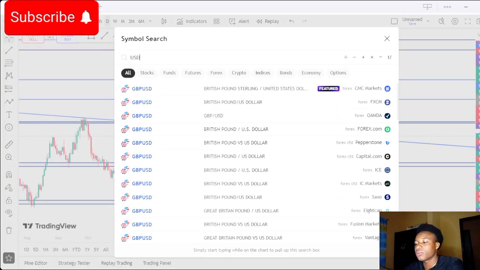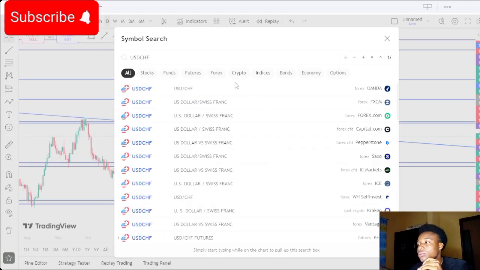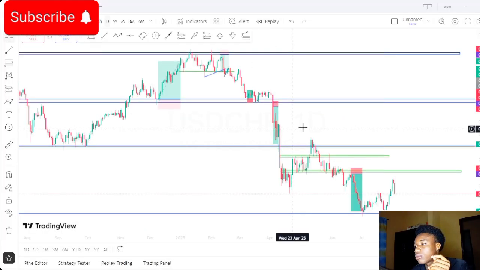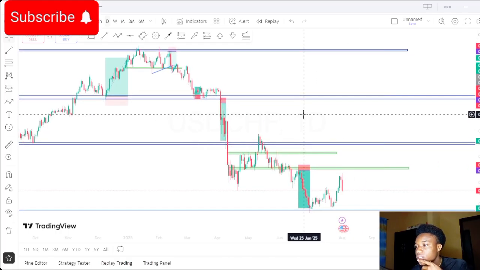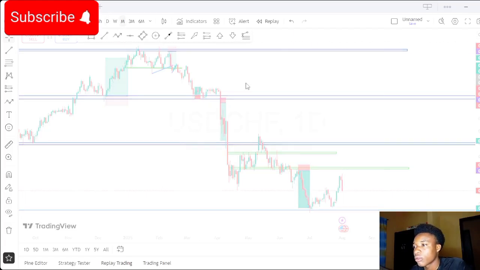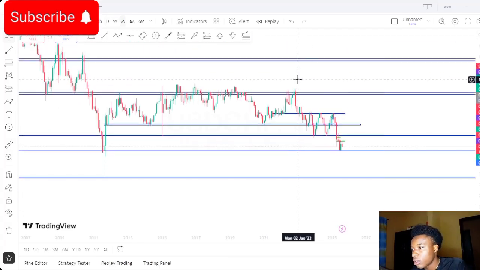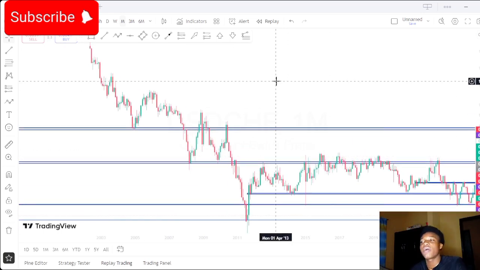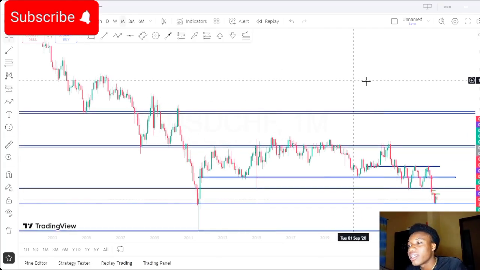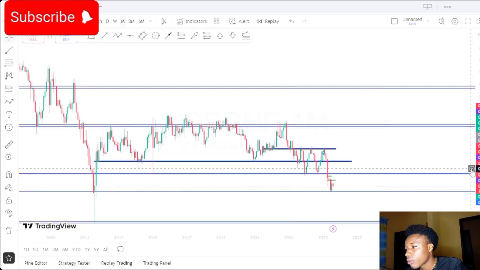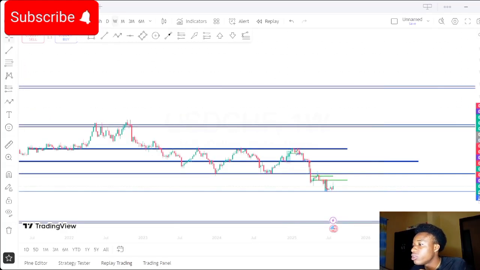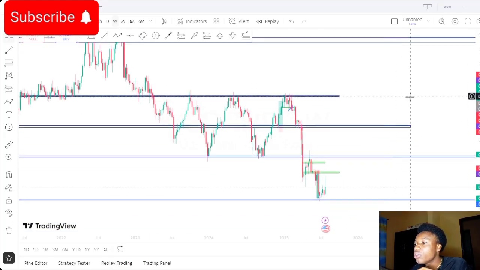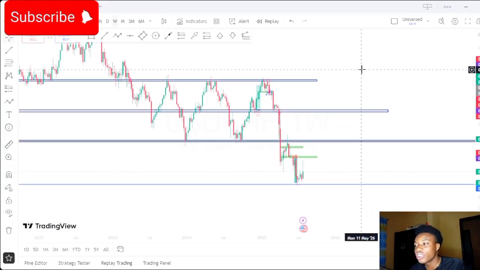which is USD CHF. Alright, USD CHF. Yes, look at it. You can see market has been bearish. As I said before, I love markets that are trending, that are bearish or bullish. So in this case, USD CHF market is bearish, and in my weekly time frame, there's no change in trend reversal. Market is still bearish. It's still going bearish. There's no change in trend.